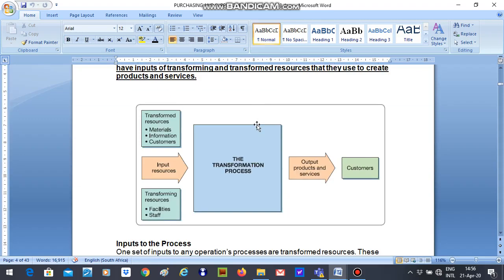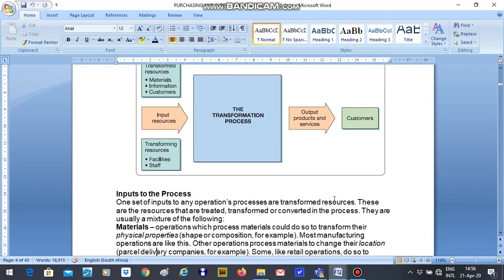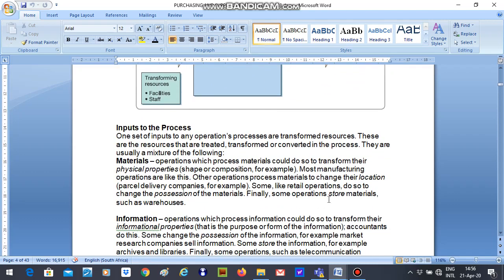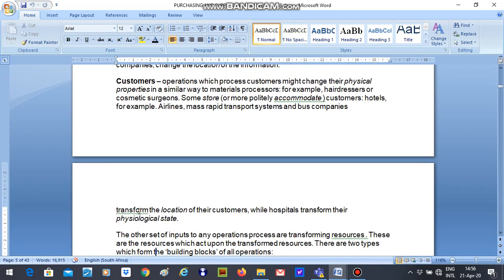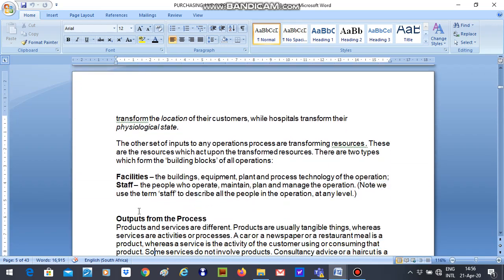So we can go down to the model, which is the input transformation output model. And we have the input, the processing, and the output then to customers. This is the basic activity of operations management, transforming input resources, processing them into output, and then leading to customers. This model uses materials, information, and customers as input resources.